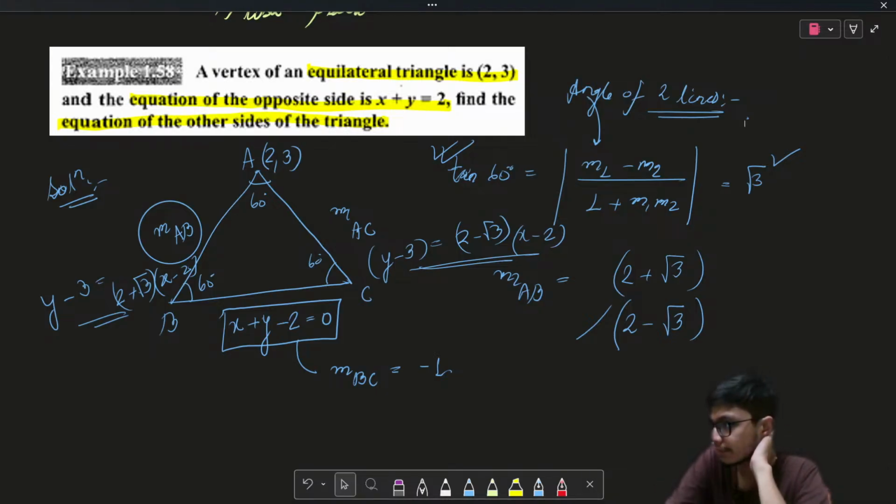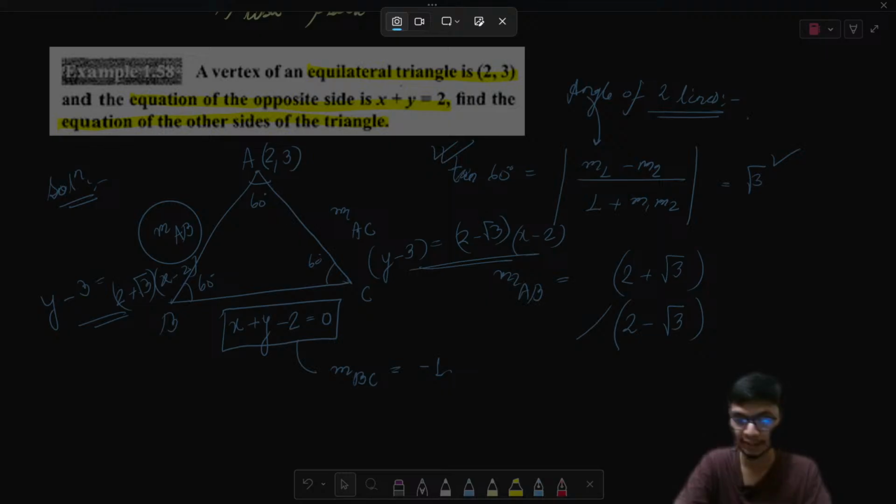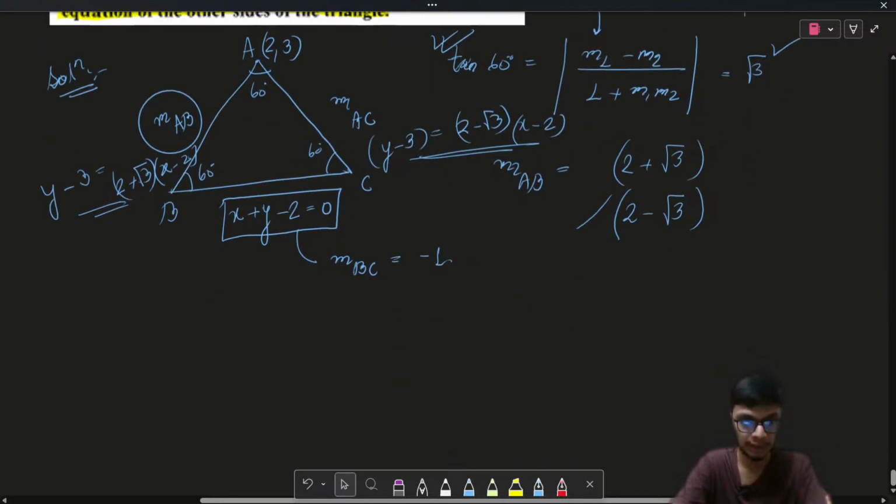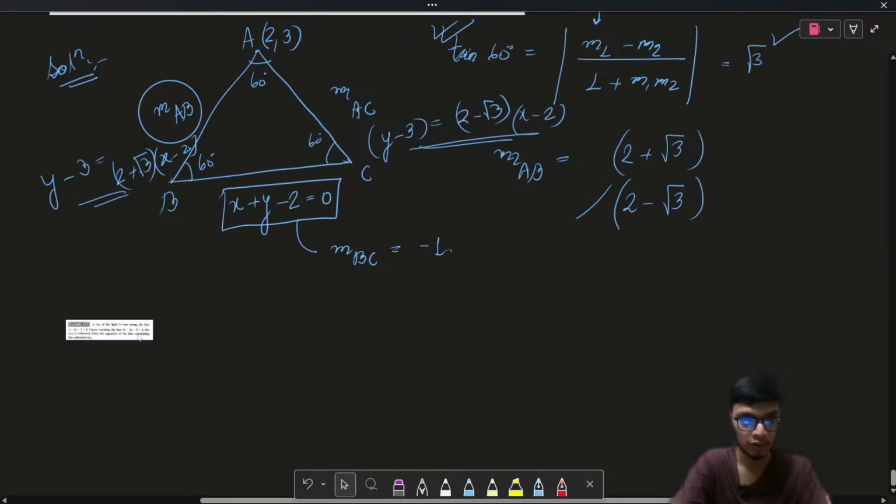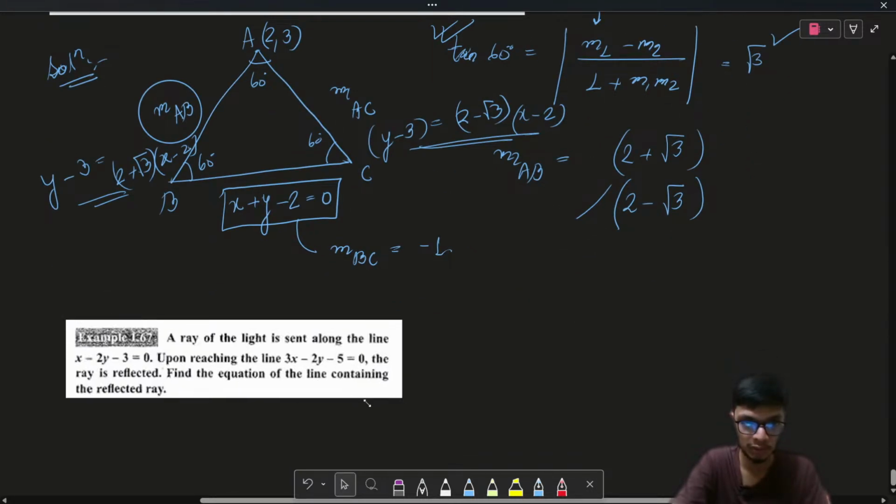Okay, so if this part is clear, then we can move forward to discuss some of the questions on this particular concept of reflection of a line. Now the concept of reflection of a line is quite a useful concept. So please try to solve this problem as a homework problem.